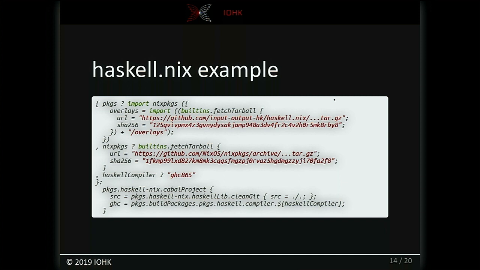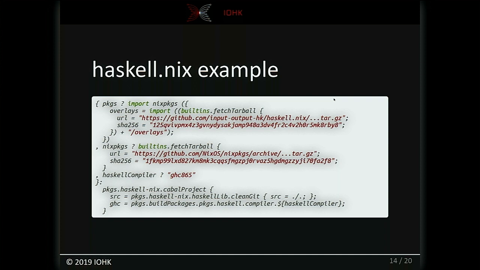Haskell.nix also cleans the source on a per-component basis, so modifying the source of a test, for example, will not result in the library of the package needing to be rebuilt. And then we're defining a custom GHC here because we want to use GHC865 for this project.